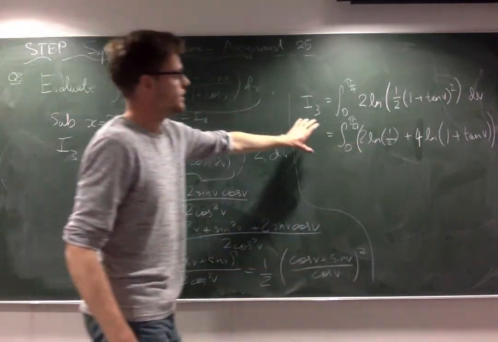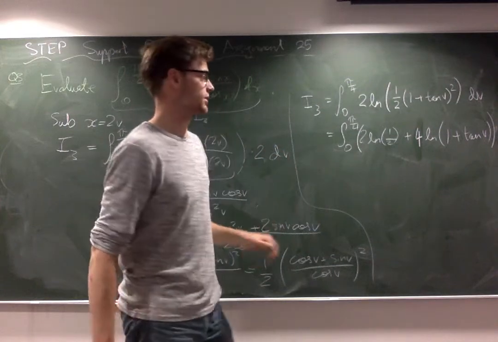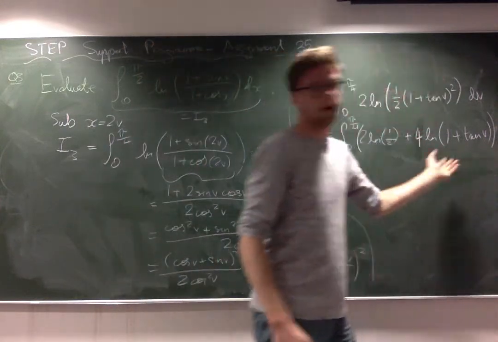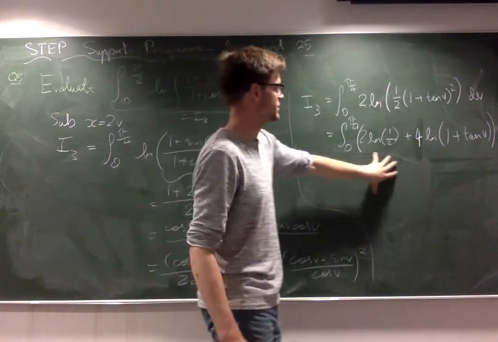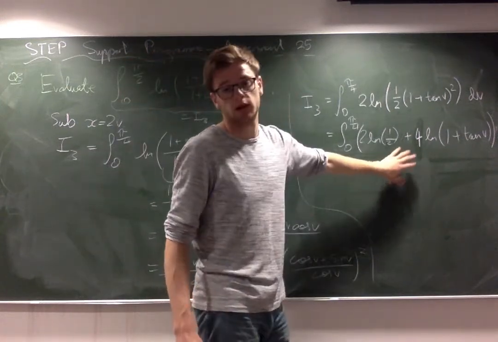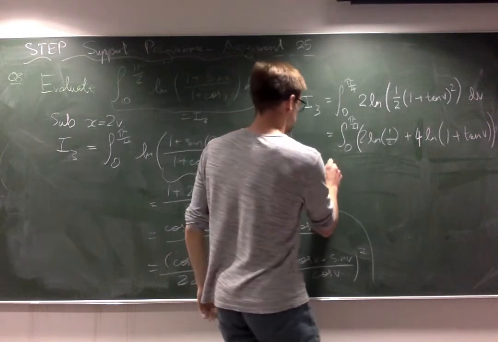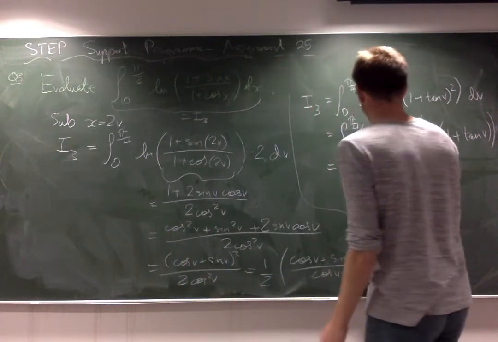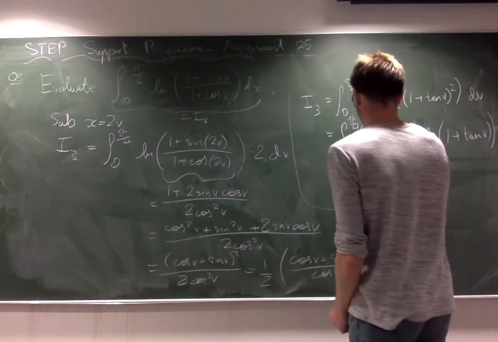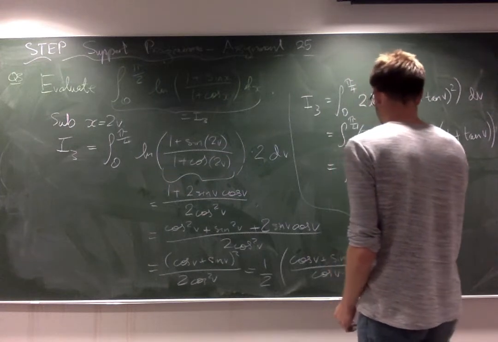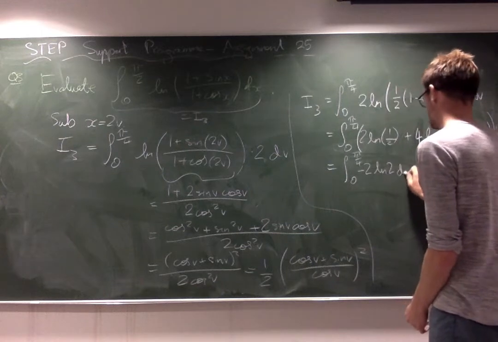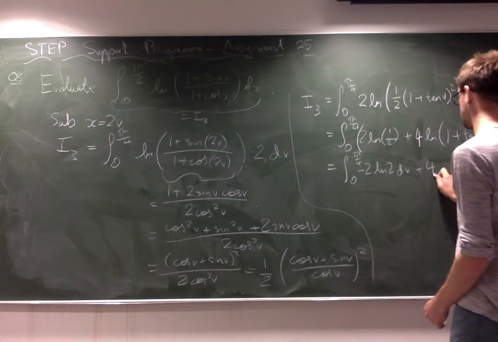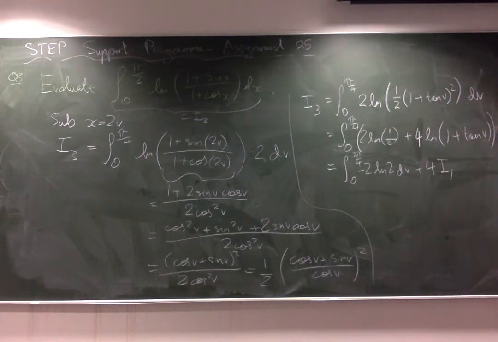Okay, so now we're looking really, really good, because this is exactly our original integral I1, and this is going to be quite easy to evaluate. So I'm just going to get the integral from 0 to pi over 4 of 2 ln a half, i.e. minus 2 ln 2 dv, plus 4 times I1.